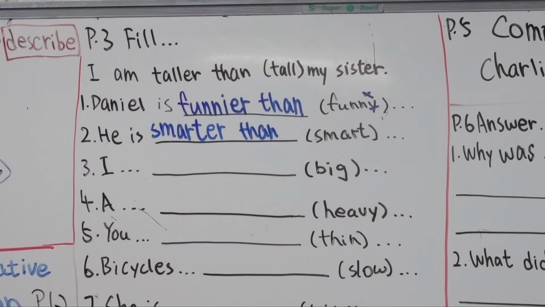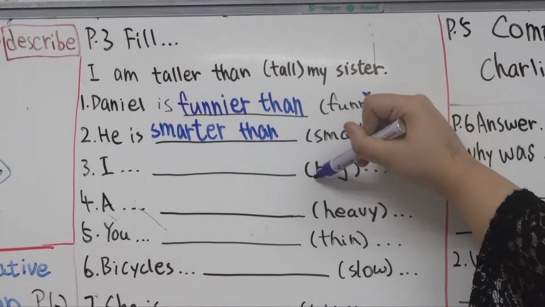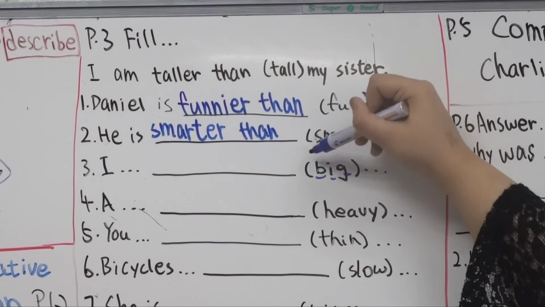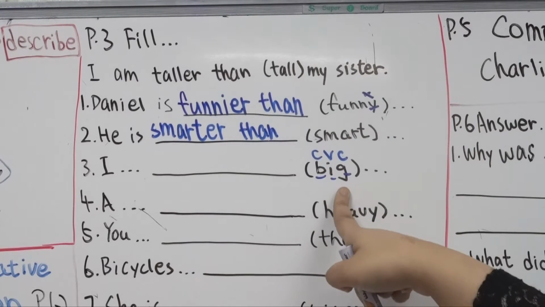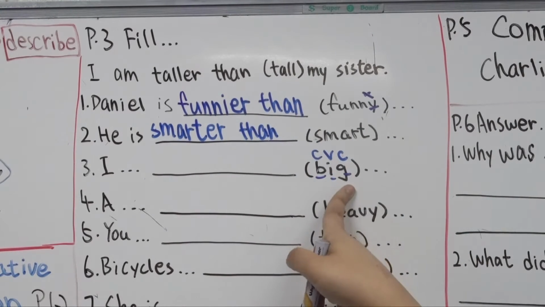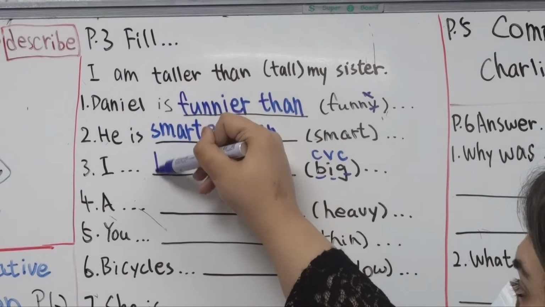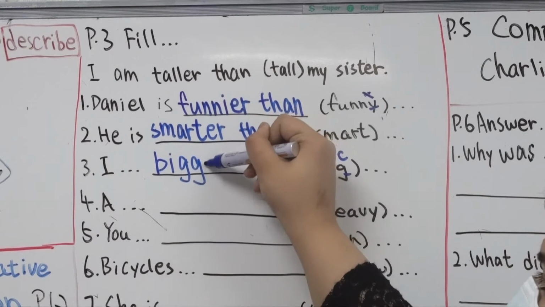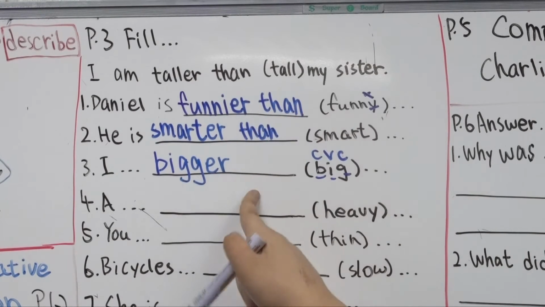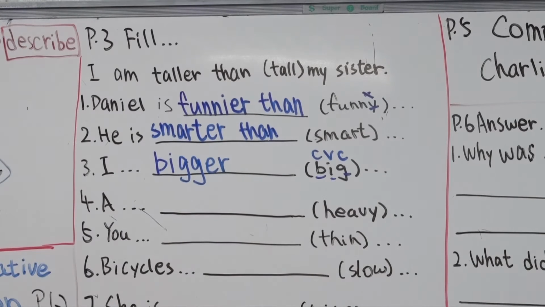So, how do we change this? Anything special? Of course, right? As you know, consonant, vowel, consonant, right? All we have to do is double the last consonant. And then we add ER. That's it. I want to have a bigger car. Not I want to have a bigger than car. Okay?